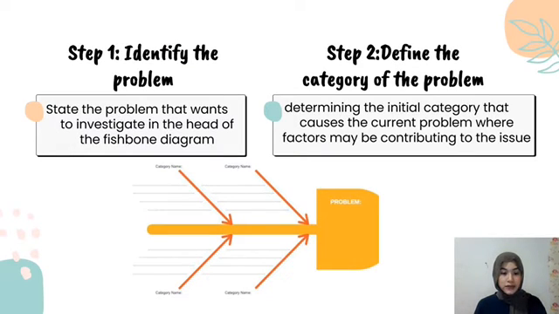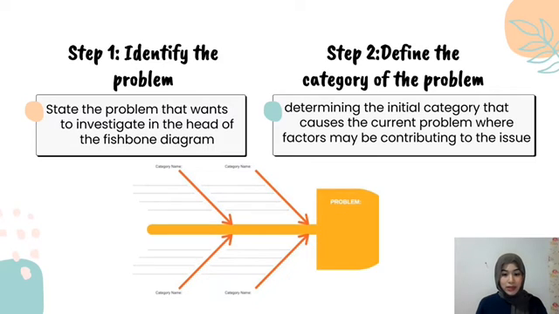There are 3 steps to use in the fishbone diagram. Step 1. Identify the problem. State the problem that you want to investigate in the head of the fishbone diagram. The first thing you need to do when making the fishbone diagram is decide and write down the specific problem that you are facing. Determine who is involved in your problem, what the issue is, and when the problem happens.